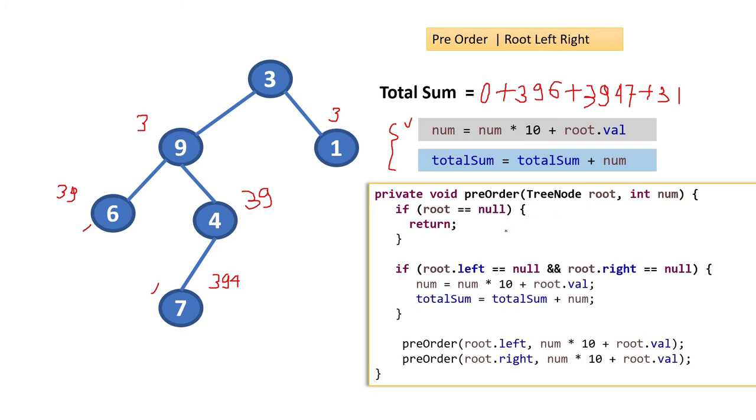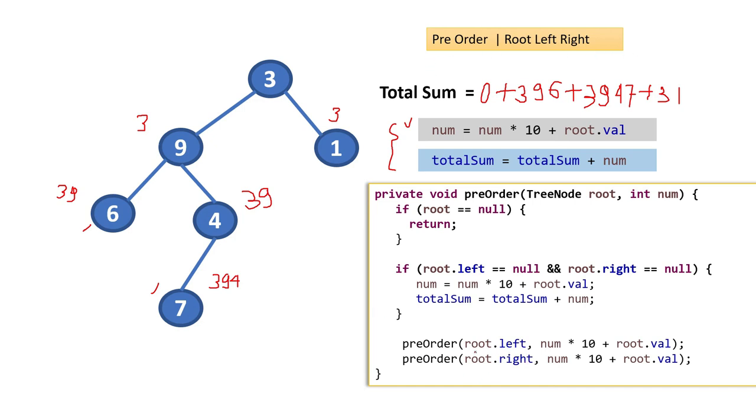The code is also simple. If you check this pre-order function, you can write it once, where you will pass the root and the num. If it is null, then you can simply return. If root left and right both are null, meaning it is a leaf node, that time we will calculate both of these things. One is num equal to num into 10 plus root dot val, another is total sum equal to total sum plus num.